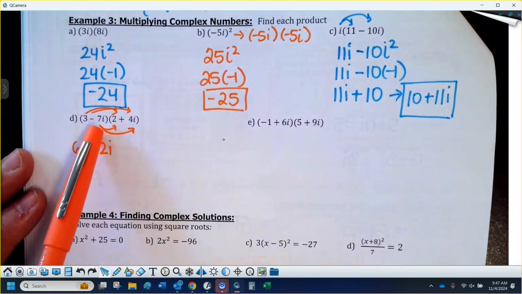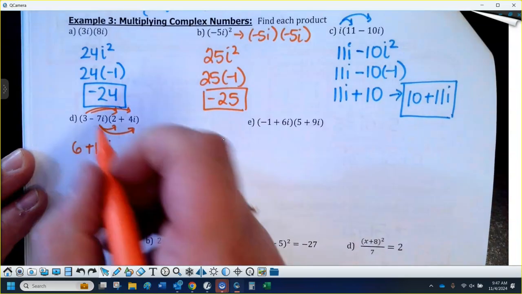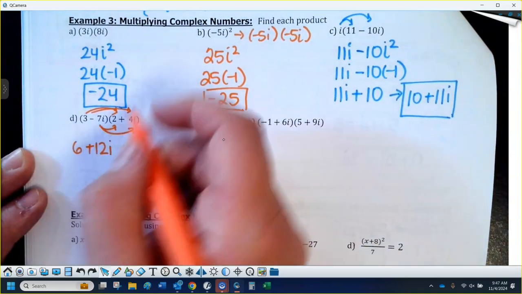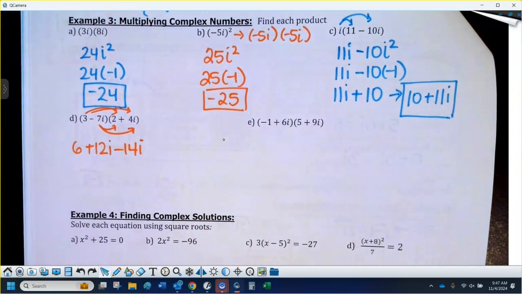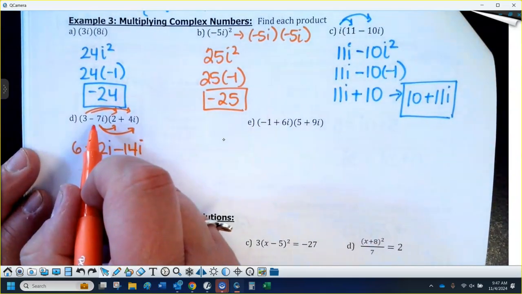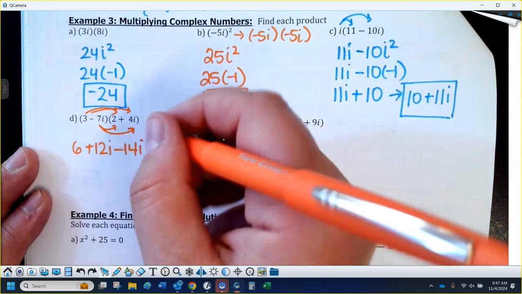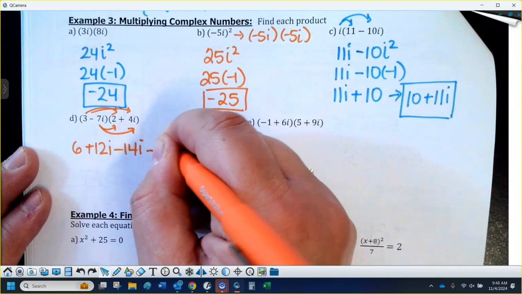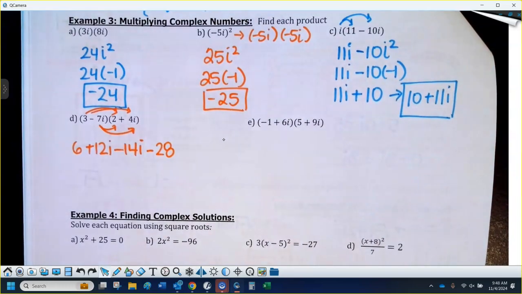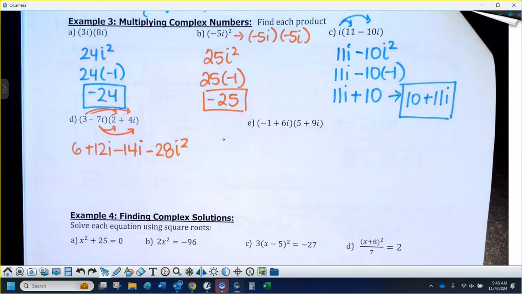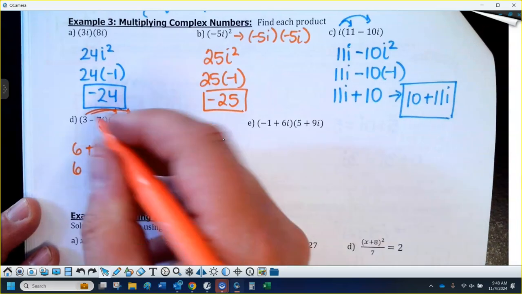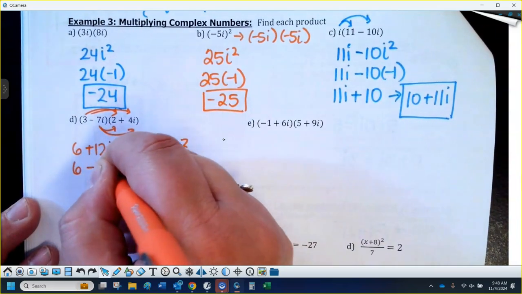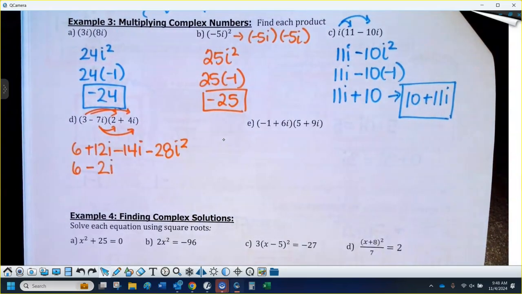Then I'm going to take -7i times both things in that second set of parentheses. So -7i times 2 would be -14i. And the term on the end is going to be the one that's tricky. So -7i times +4i is going to be -28, 4 times 7, and then i times i is i squared. Now, I'm just going to combine these like terms in the middle. So I have 6. 12 minus 14 would be -2i for the i's in the middle there.